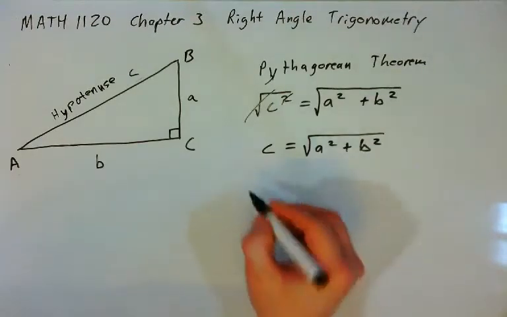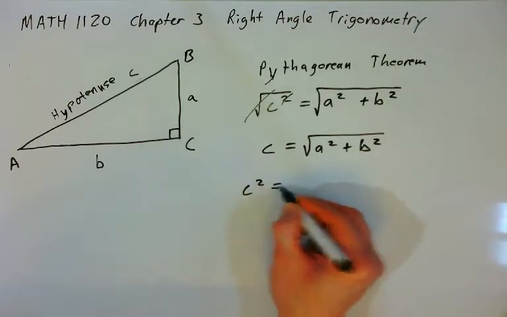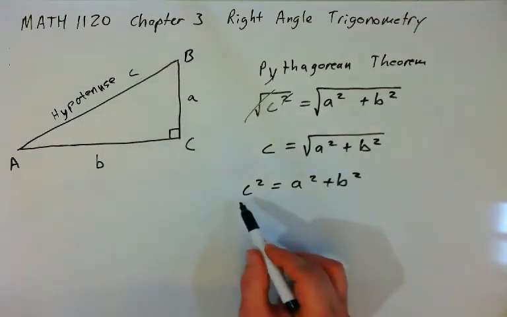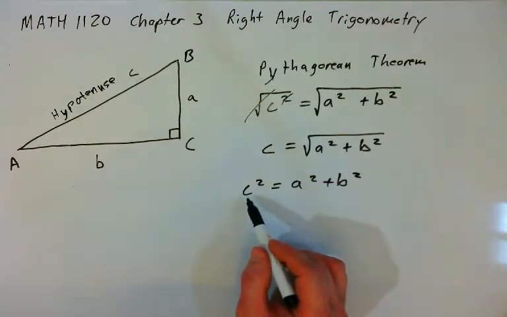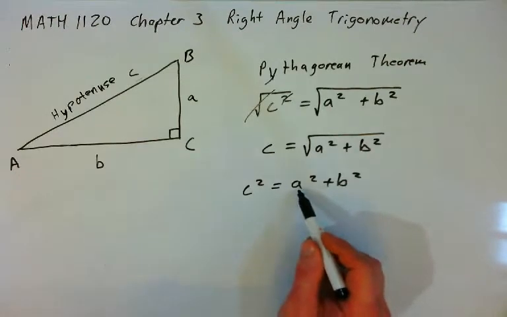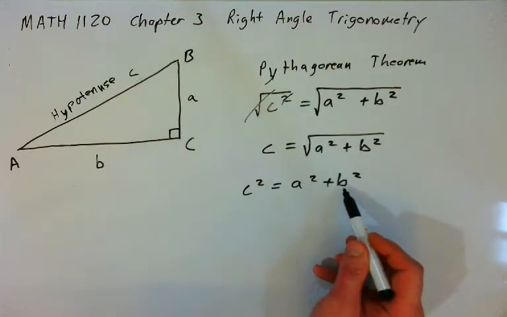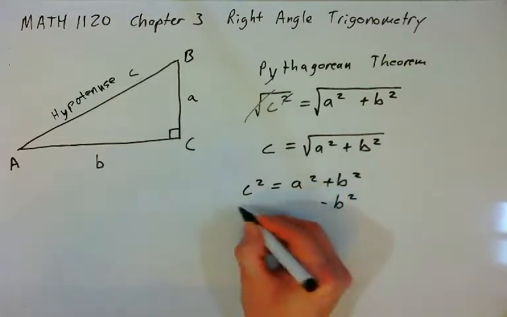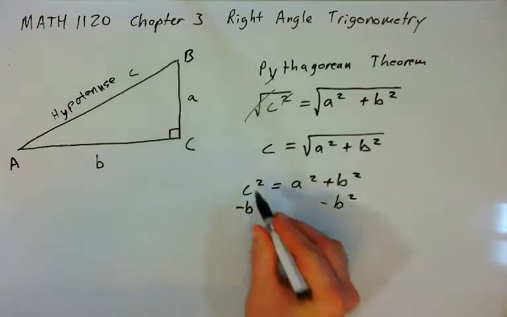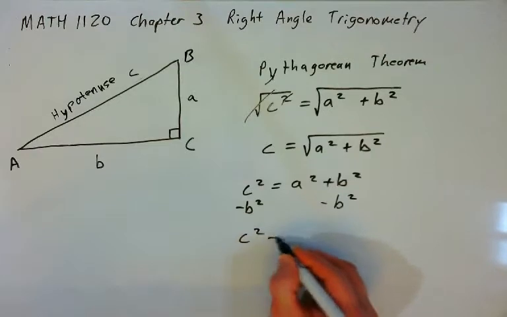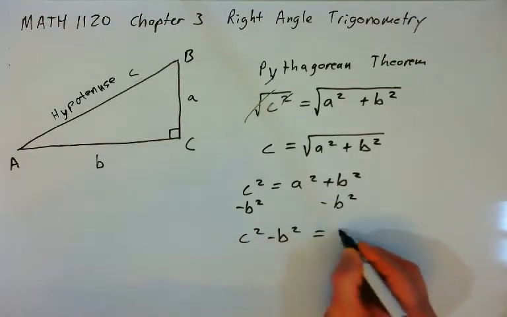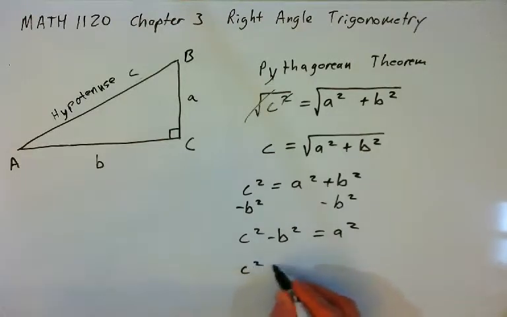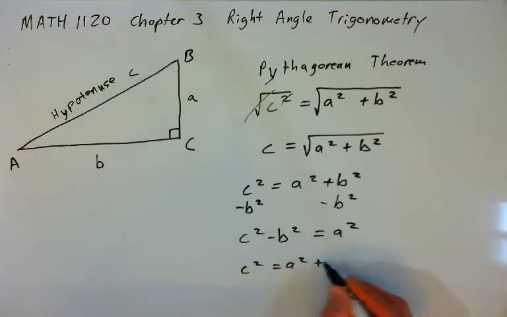And with the Pythagorean theorem, I'm going to write it again. Sometimes we're not always interested in the length of the hypotenuse. We might be interested in the length of side A or the length of side B. So for example, I can solve this for A by subtracting b squared from both sides. And we will get c squared minus b squared is equal to a squared. Okay, and I'll write it out one more time. c squared equals a squared plus b squared.